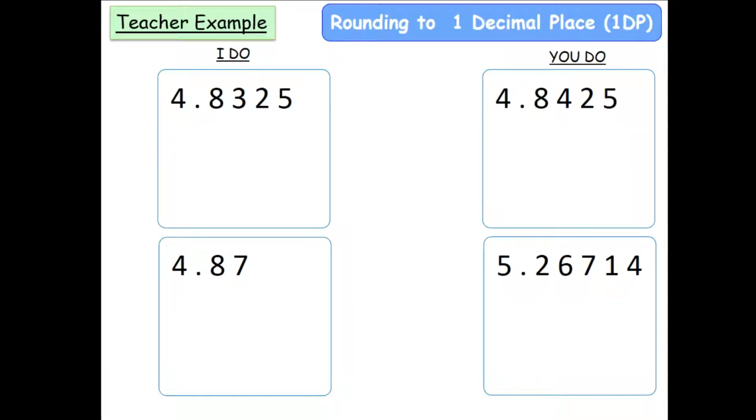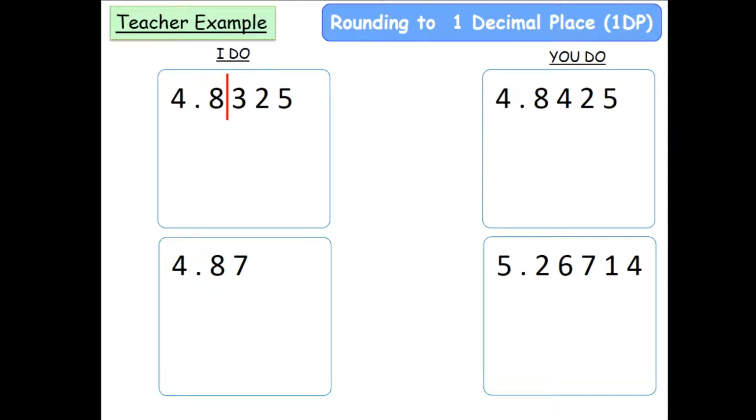Okay, the first set of questions, we need to round these two numbers up to 1 decimal place. When rounding to 1 decimal place, the most important thing you need to do is look where the decimal point is. For the first question, your decimal point is here, and this 8 is one number after the decimal point. So that is 1 decimal place. What you need to do now is you need to draw a line after the 8.